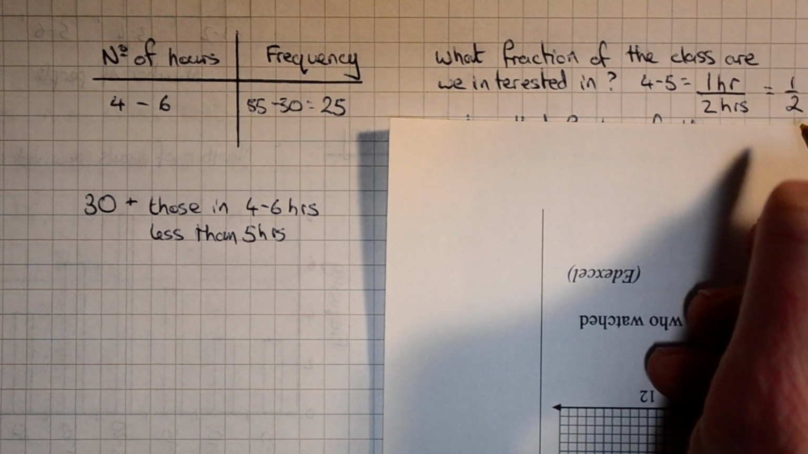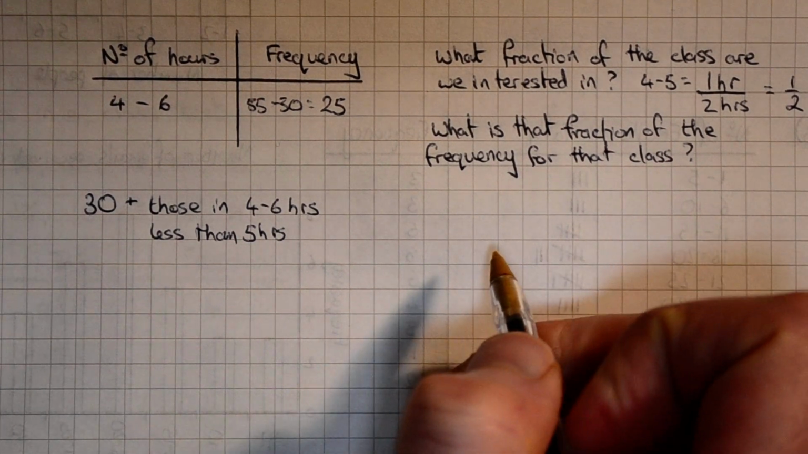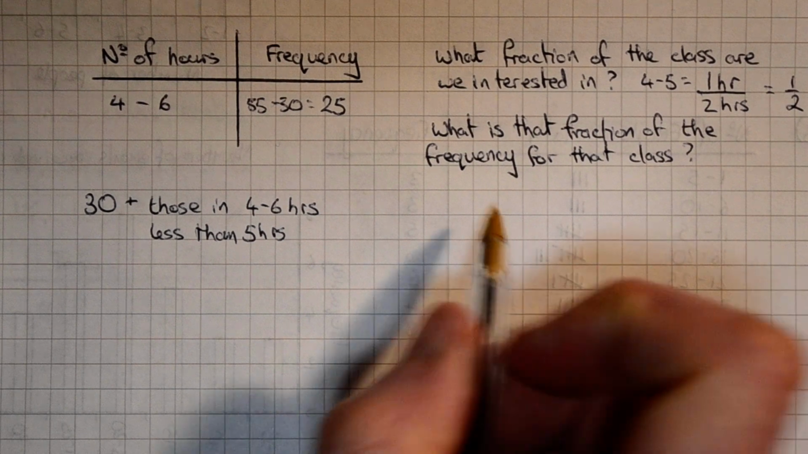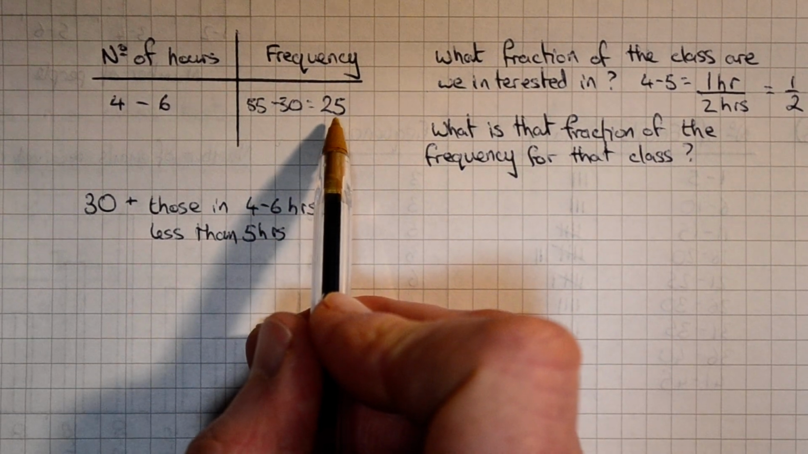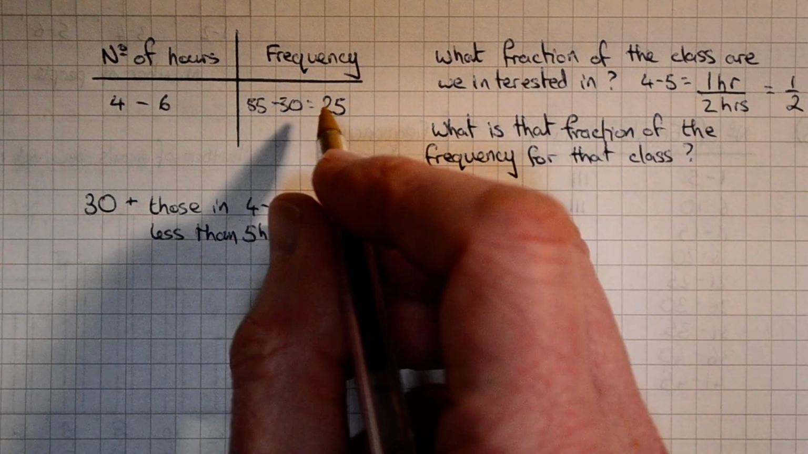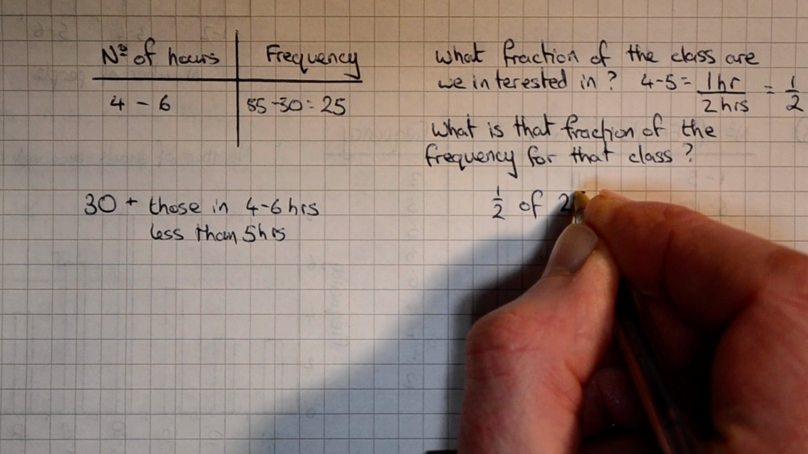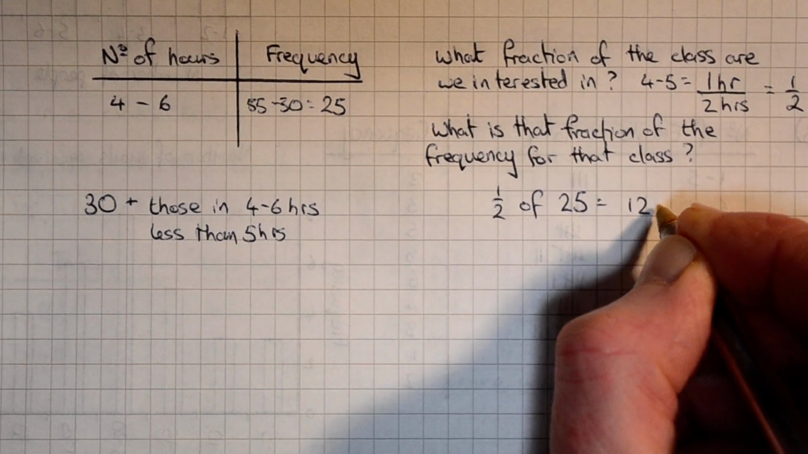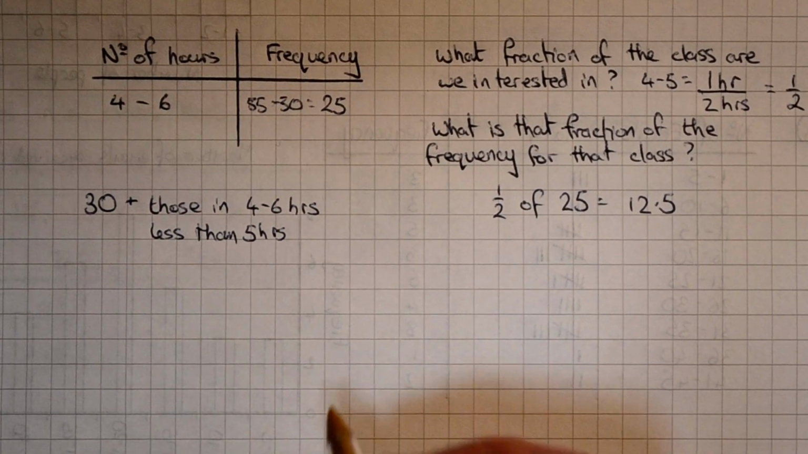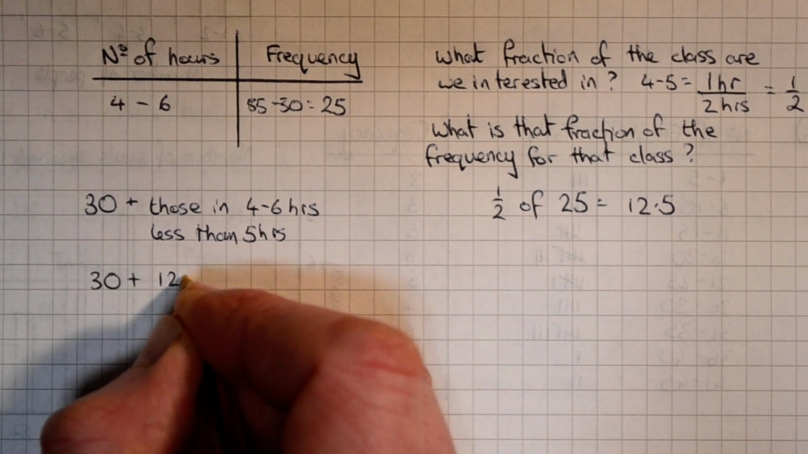It's simply a half. So the second question we need to answer is, what is that fraction of the frequency for the class? So the total frequency for just this class is 25. So we want to find this fraction of 25. So our estimate is going to be 30 plus our 12.5.